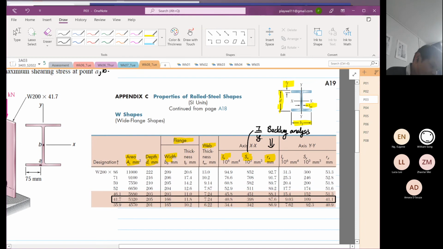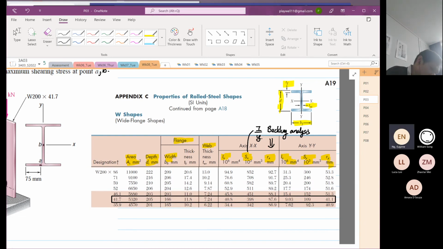Okay, so same thing for the y. Along the y-axis you have your IYY. Okay, the I over Z for the SY, and then you have your radius of gyration. So this is what this table means, right?